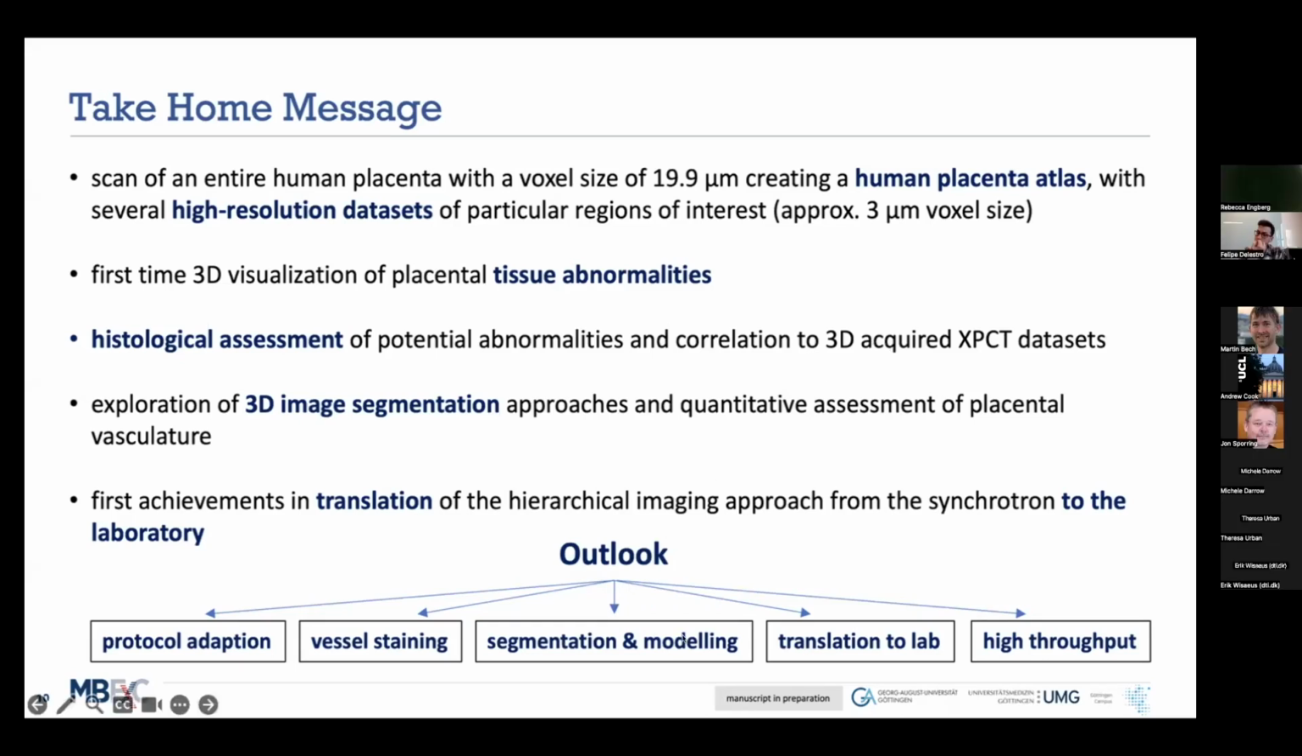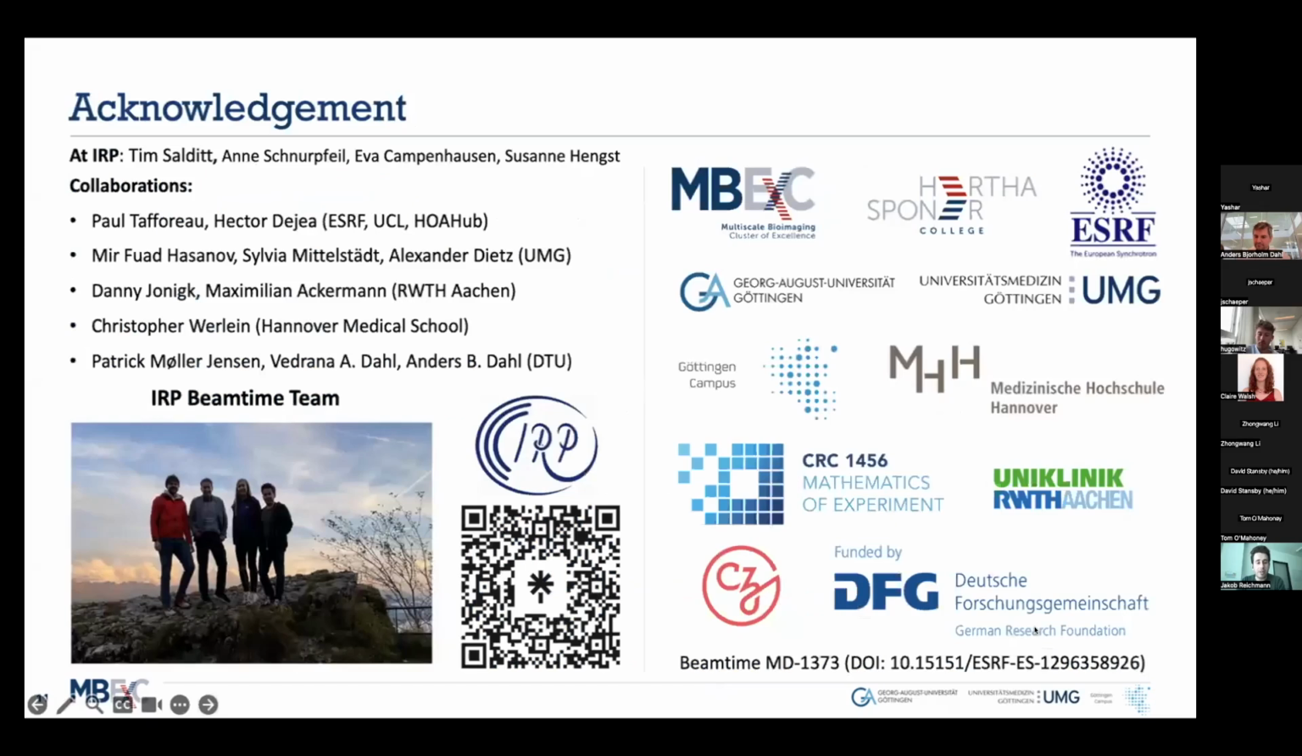Of course, segmentation and the modeling, which I just mentioned, but also the translation to the lab to actually have a higher throughput, in which we could do an analysis of more placentas to have a larger number N, which would be very beneficial to actually do clinical studies and study abnormalities like you would do in a clinical setting.